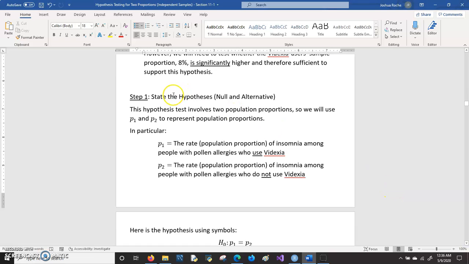Alright, step 1 is to state the hypotheses. This hypothesis involves two population proportions, so we'll use P1 and P2 to represent those population proportions. In particular, P1 is going to represent the rate or population proportion of insomnia among people with pollen allergies who use Videxia. And then P2 is going to be the rate or proportion of insomnia among people with pollen allergies who do not use Videxia.